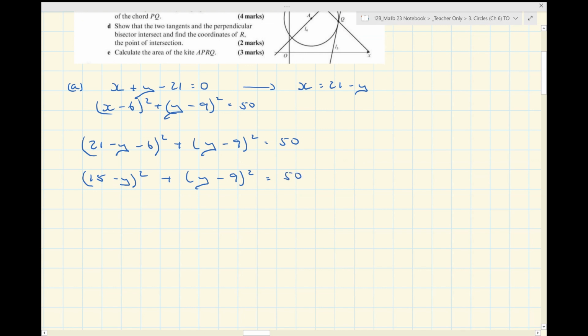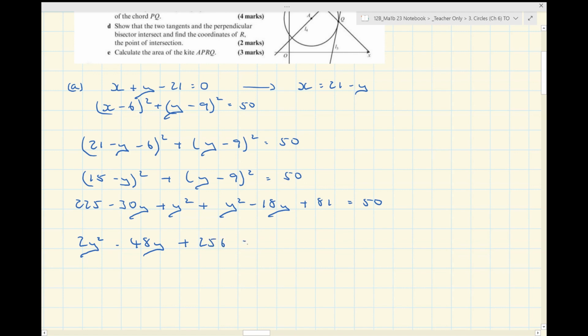Right, multiply out that bracket. 225 minus 30y plus y squared, plus, multiply out this bracket, y squared minus 18y plus 81 equals 50. Okay, I'm going to collect together all my y squareds, all my y's. So I've got 2y squared. I've got minus 48y. Now when it comes to the numbers, I've got 225 plus 81, and then I'm going to minus 50 from both sides, which leaves me with plus 256 equals 0.